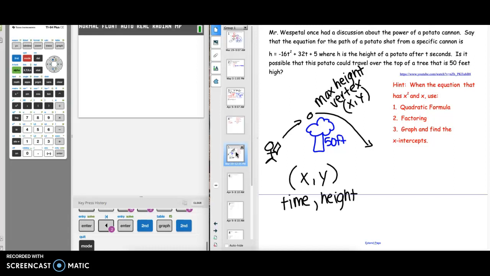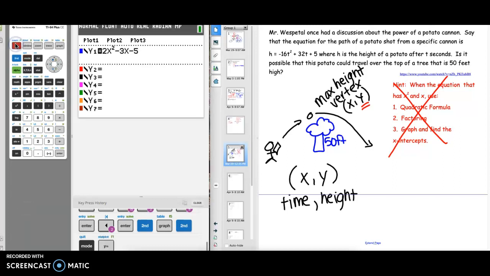We're not actually solving it. Is it possible that it goes over? Solving gives you the intercepts. It's asking for the vertex, the Y value of the vertex here. Is it possible this potato could travel over the top of the tree? So draw a picture so you know what it's asking. It's not asking you to solve. It's asking you to find the vertex.